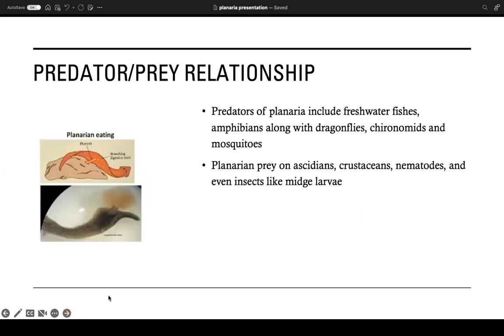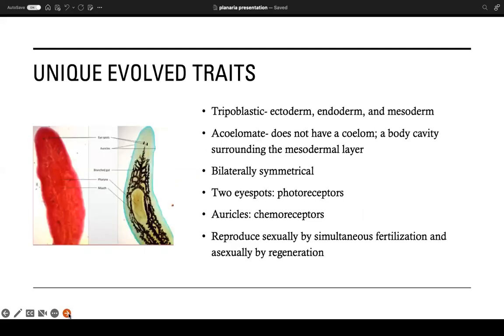Predators of planaria include freshwater fishes, amphibians, along with dragonflies, chironomids, and mosquitoes. Planarians themselves prey on ascidians, crustaceans, nematodes, and even insects like midge larvae. If you look on the left, here's a diagram on how they actually eat and what they use.